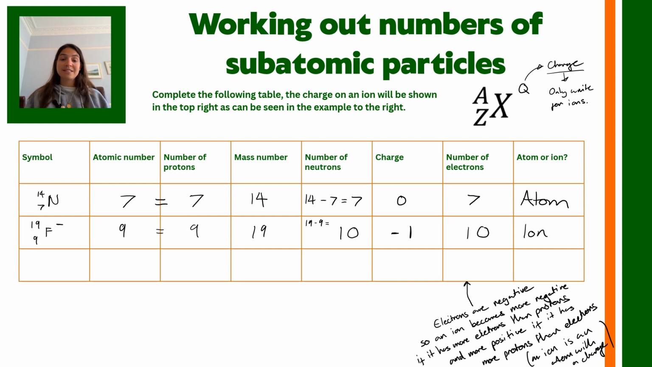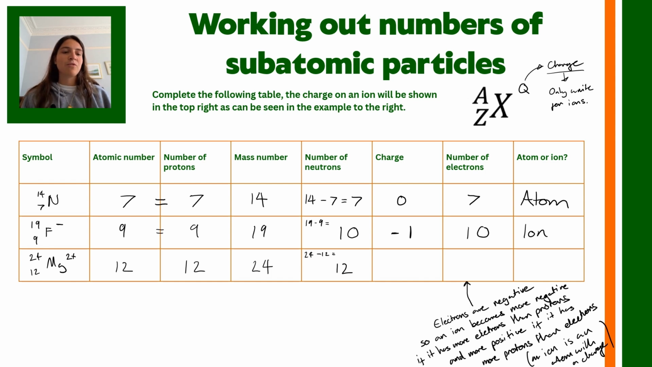Because this is an ion, because it is charged, it has to have an imbalance of protons and electrons. And in order for it to be negatively charged, it has to have an extra electron. It has to have gained an electron for it to be negatively charged. So it's an ion because it's charged.